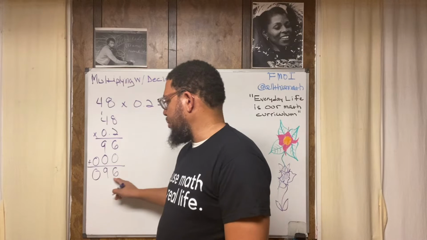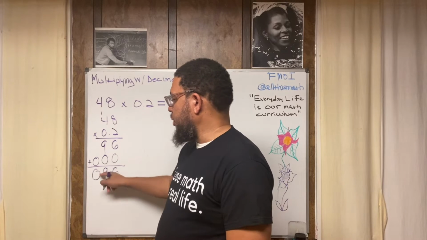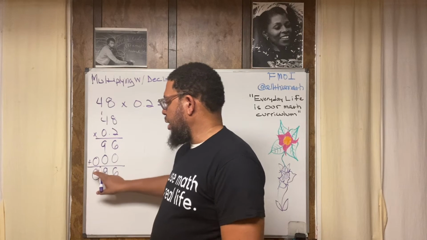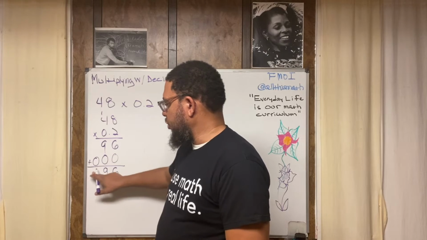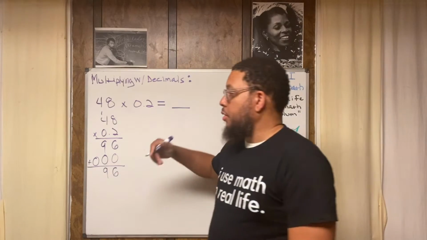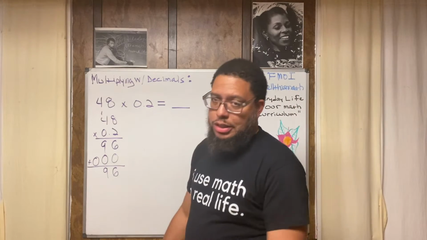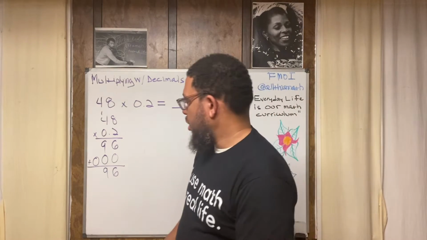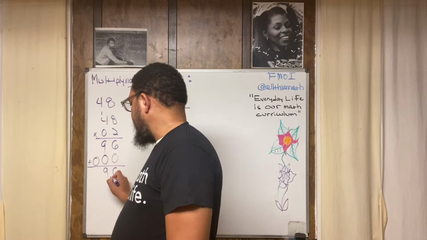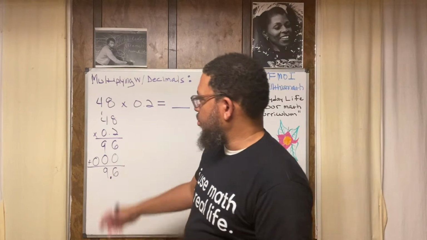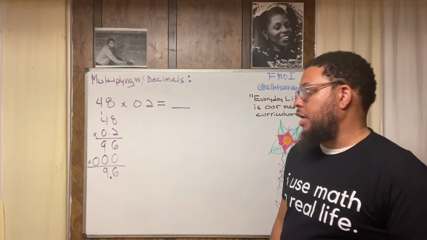So your answer is not going to be 96. And this 0 doesn't really matter. When the 0 is in the highest place value, it doesn't matter. We can actually get rid of it. But our final answer should have 1 digit to the right of the decimal point. Not 2 digits, not 3 digits, just 1. So you should put a decimal point in between the 9 and the 6, yielding 9.6. So 48 times 0.2 is 9.6.